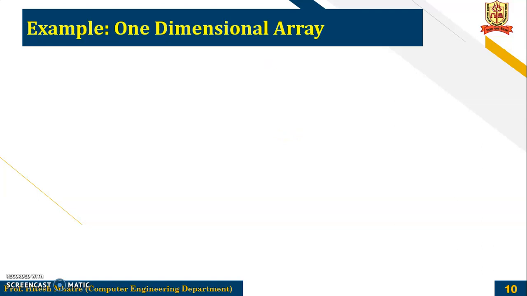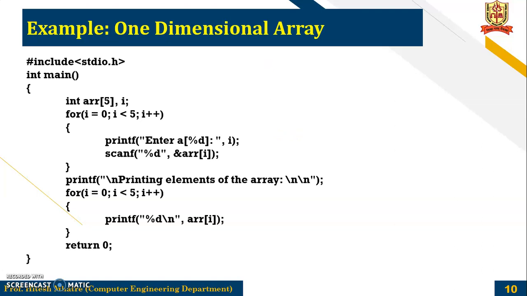Now, an example for a one-dimensional array. This is a simple program where you are going to accept values for an array and then display them. Starting with the header files, the program starts with main. This is the array declaration, ARR of 5, which indicates it is of size 5.